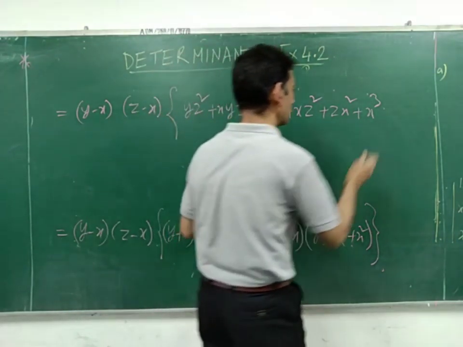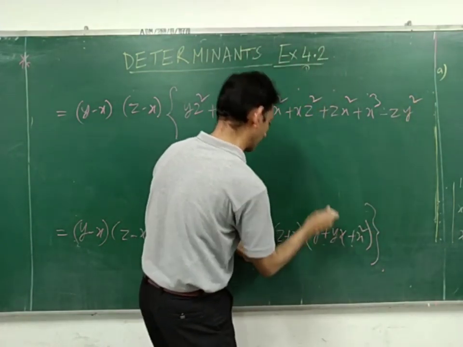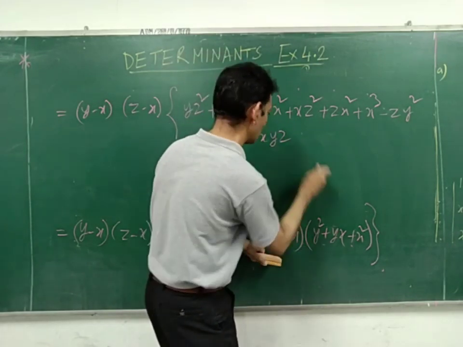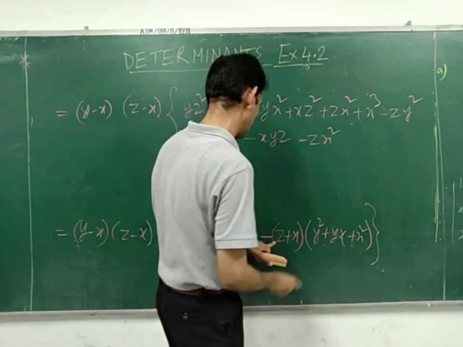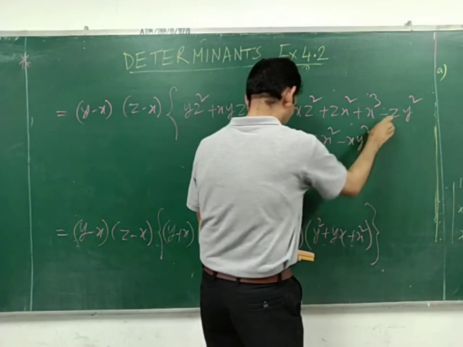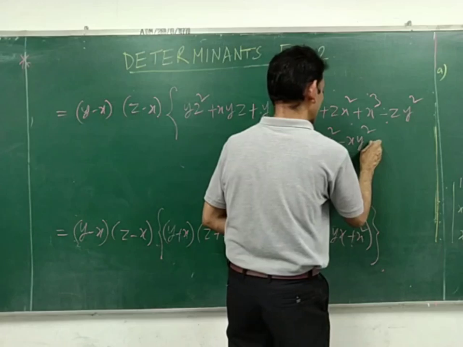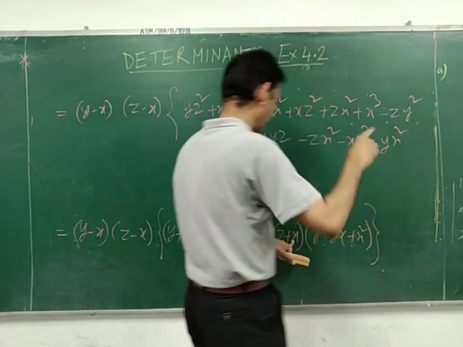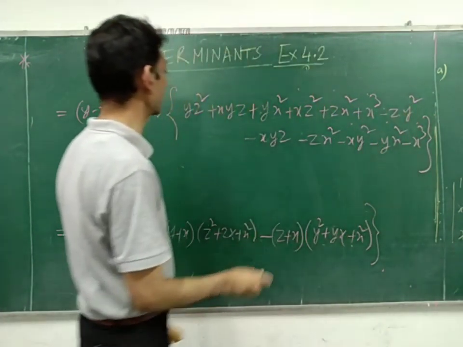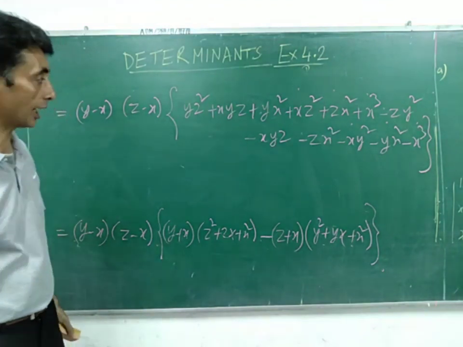So minus z squared. The next term is zxy, so it will be minus xyz. Next term will be minus zx squared. Then come to xy squared, minus xy squared. Then multiply x by yx, so it will be minus yx squared. And the last term is minus x cubed. Altogether there should be 12 terms. Now let us see what terms can be cancelled out.